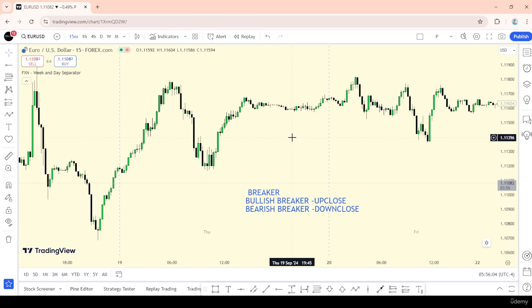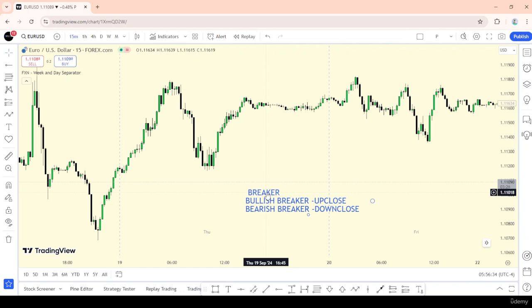Welcome back to this lesson, and in this lesson we'll be learning about the breaker. We have two kinds of breaker. The first one is a bullish breaker, and the second one is a bearish breaker. Just from the name, a bullish breaker is seen in a bullish market and a bearish breaker is seen in a bearish market. So what is a breaker?